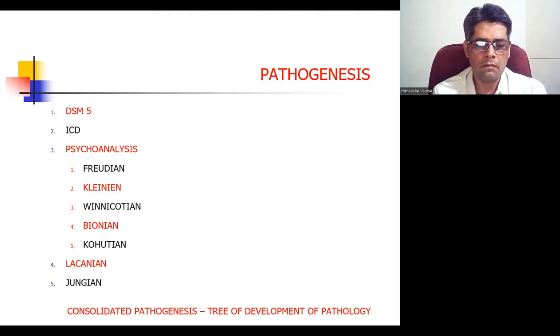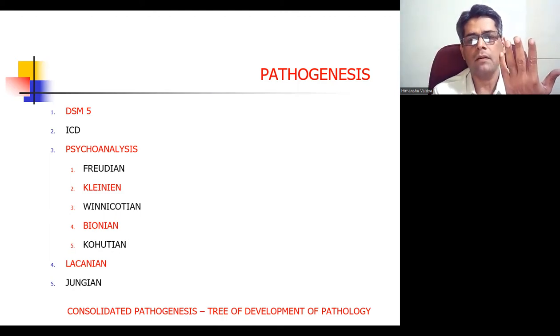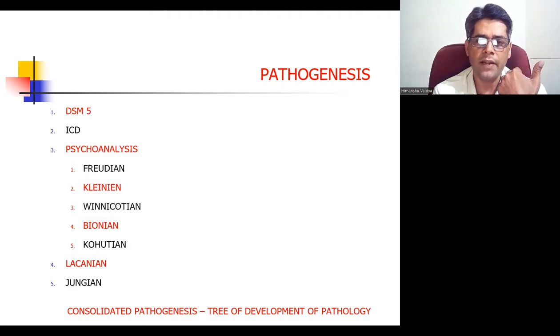Klein does pathogenesis of the same sickness in a very different way. Klein says, early life split being open and the bad breast having been attacked, now the fear is the bad breast will attack back, and this split remaining open and the bad breast attacking back, the latent unconscious fear of the attack of the bad breast is what creates the paranoia.